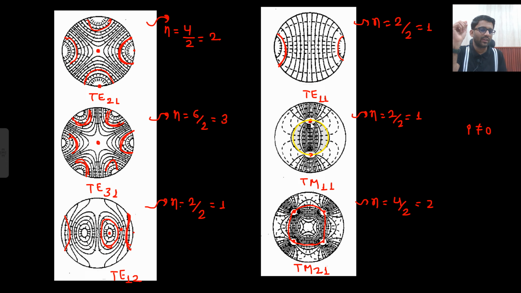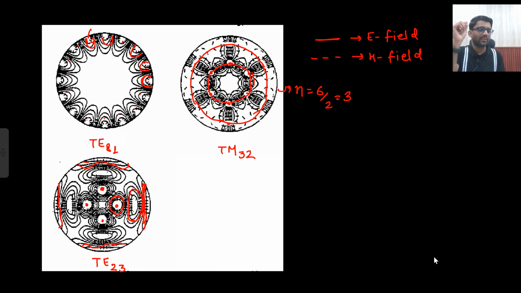Then how many gaps are there? So here there is only one kind of gap, so only one circle can pass. Only one kind of gap, only one circle can pass. But here there are two kinds of gap: one gap and two gaps. So there are two kinds of gaps, so two circles can pass. So this is also minima. This is also minima. So TE 3 2.